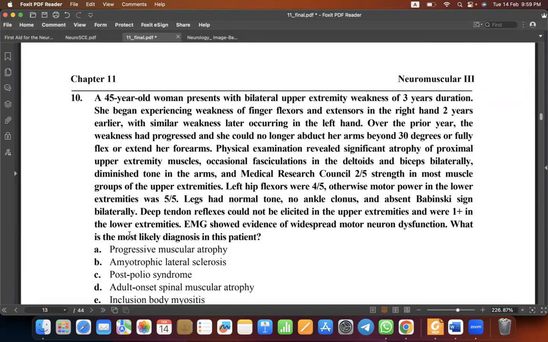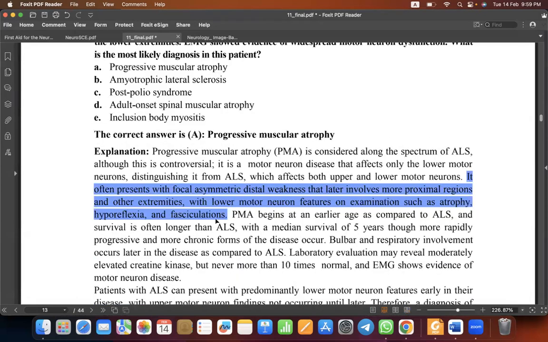Spinal muscular atrophy could be a possibility, but we should think about the common condition first. Inclusion body myositis patients will have involvement of the finger flexors with the quadriceps. So there is no typical finger flexor with quadriceps involvement, particularly after 50 years of age. Okay, so progressive muscular atrophy is considered among the spectrum of ALS. This is controversial. This is a motor neuron disease affecting the lower motor neuron, distinguishing it from amyotrophic lateral sclerosis, which is involving the upper and lower motor neuron.